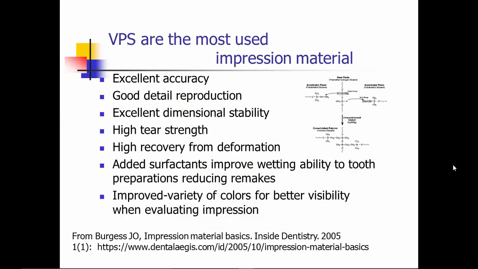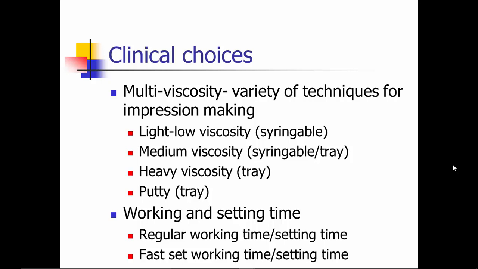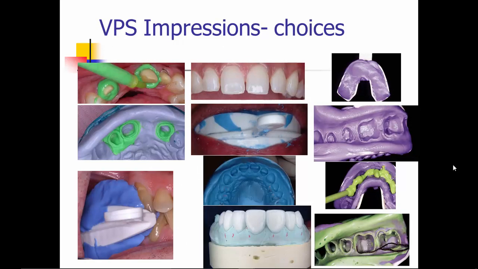First of all, VPS are the most used impression material in dentistry today because of their physical properties: accuracy, good reproduction of detail, stability, high tear strength, recovery from deformation, and they're more easily visible when evaluating impressions. And besides that, the manufacturers give us many clinical choices: multi-viscosity, a variety of techniques for impression materials, low viscosity, medium viscosity, heavy viscosity, putty, tray materials. We also have control over working and setting times. Regular setting times and fast setting times make it a multiple use material for impressions. So with these VPS impression choices, you can pick the technique that works best in your hands.